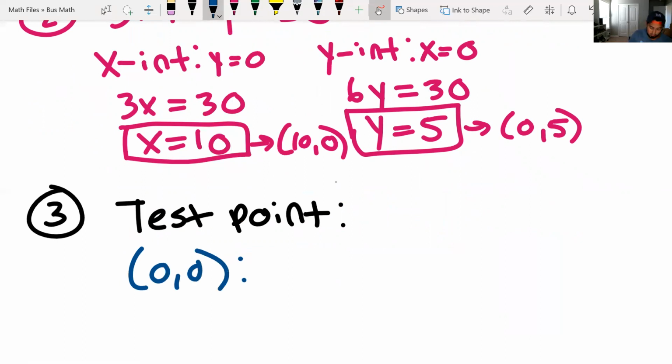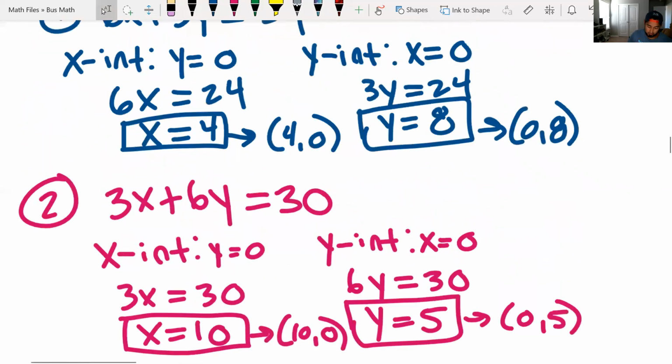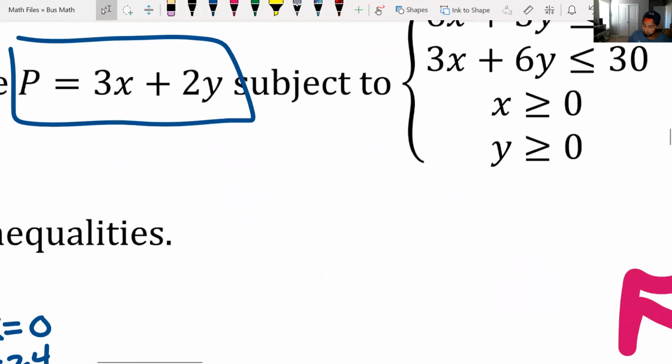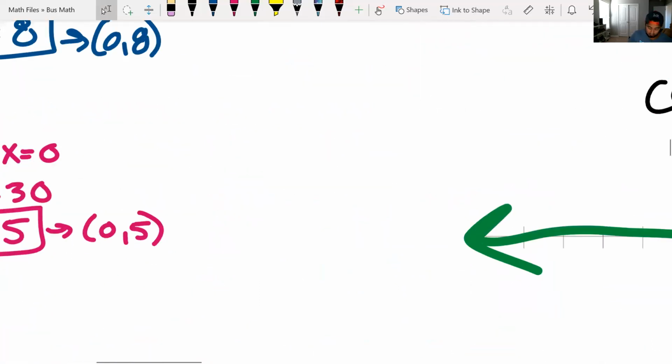For 0, 0, plug it into the first equation, 6x plus 3y. They're all less than, right? Yes.